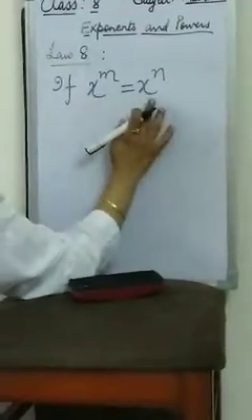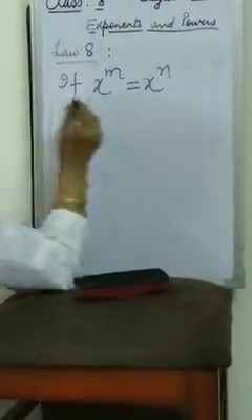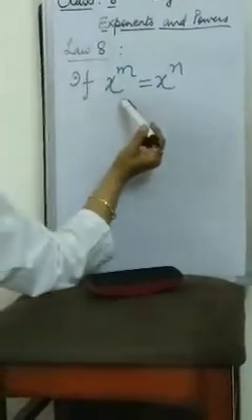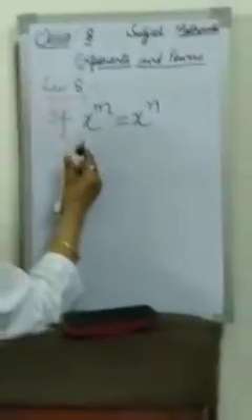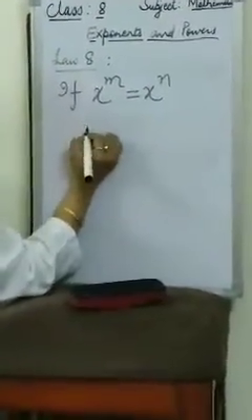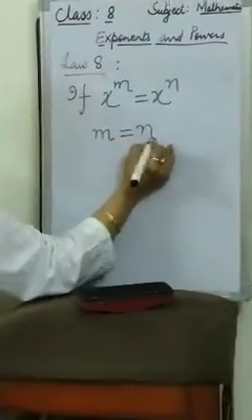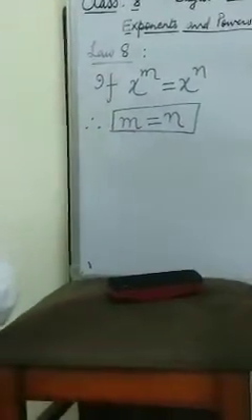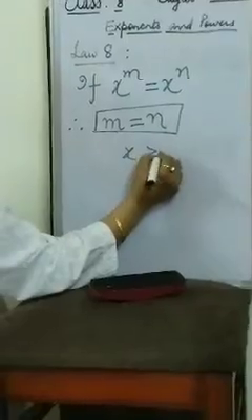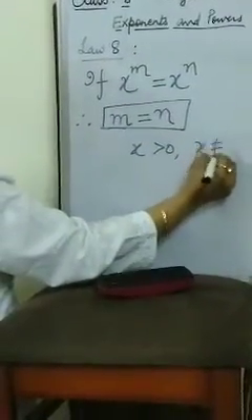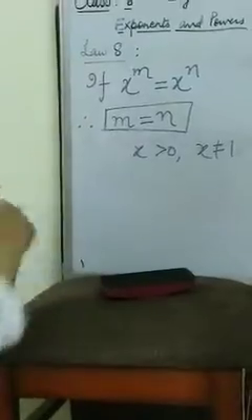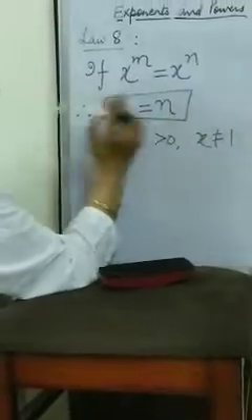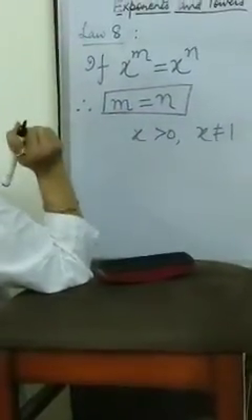Can you see the base? X to the power m is one exponential form, x to the power n is another exponential form. They both have the same base, that is x. If the base is the same and the exponential forms are equal, then the power will also become equal. Therefore, m is equal to n. But remember that x should be greater than 0 and x cannot be equal to 1. It has no meaning. Okay? Two exponential forms are equal and their base is also equal, then powers are going to become equal.